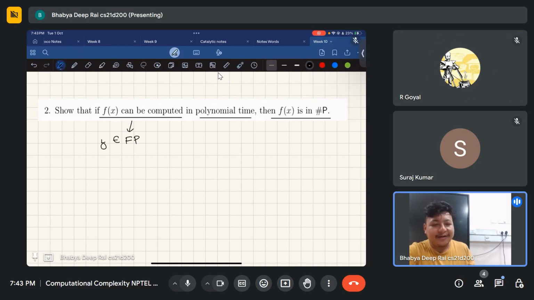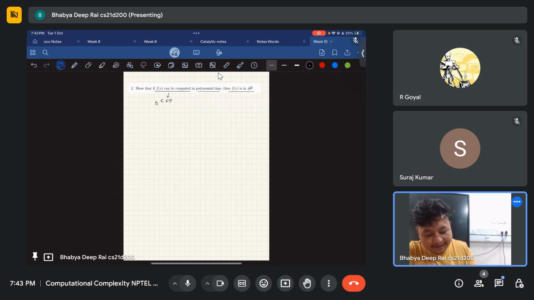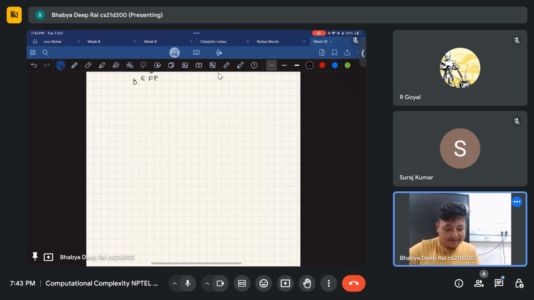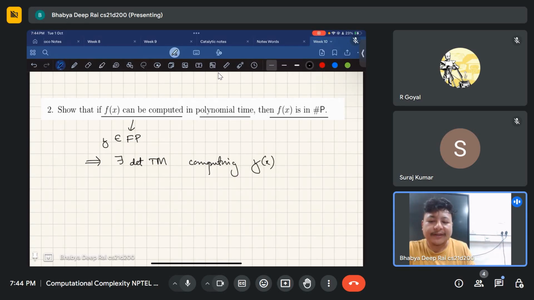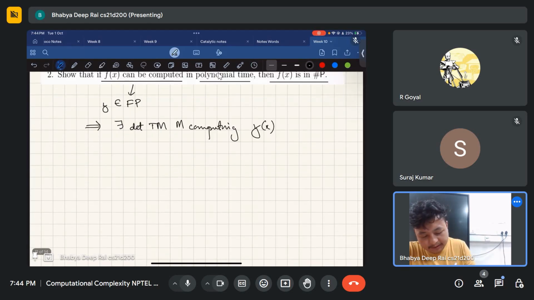Okay, I'll write it. One minute. F is in FP. This means that there exists a deterministic Turing machine computing f of x on that input x. Let me call it M. So here is a Sharp-P algorithm to compute f of x.